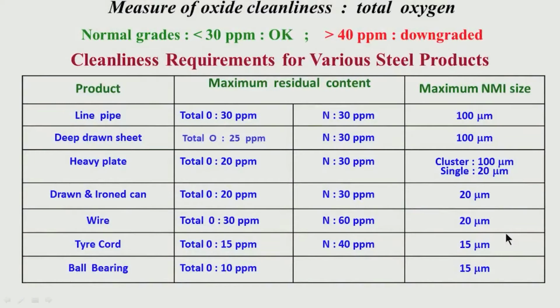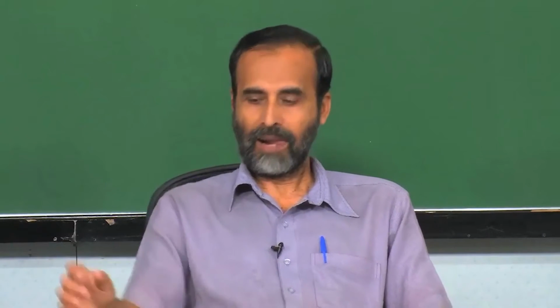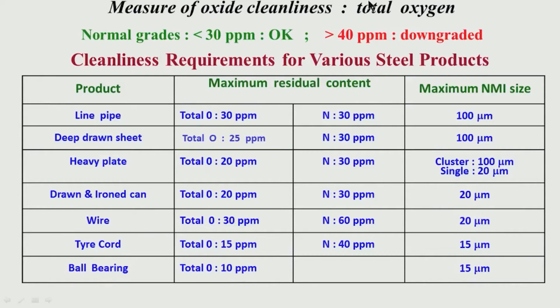Now, let us come to the actual figures. I had told you some quantitative figures depending on the different steel applications. I have told you at the very beginning how the quality of steel is defined. It is basically conformance to application requirements. Different steel products are meant for different applications. I have also told you that total oxygen is a measure of oxide cleanliness. It is a very important requirement.